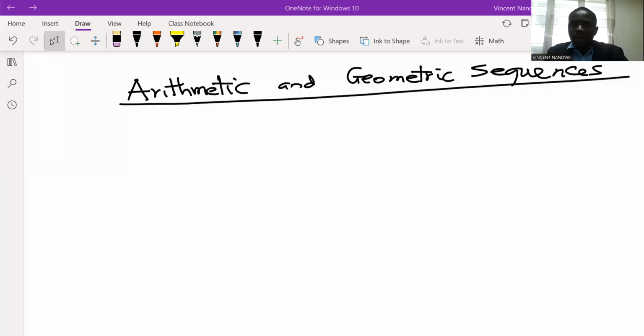Welcome back. As promised earlier in the introduction, we are going to give examples on problems involving arithmetic sequence and geometric sequence. So let's start with examples.